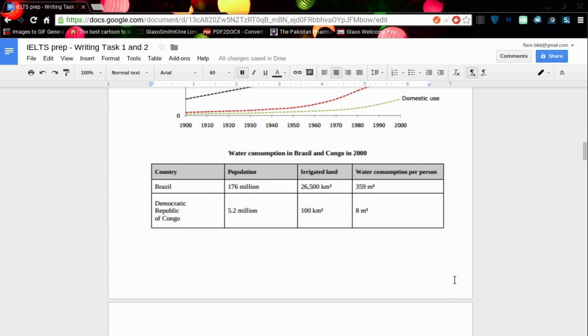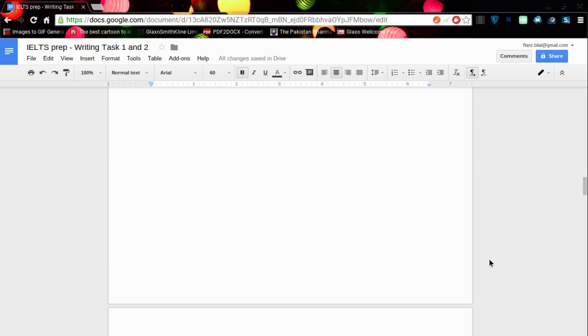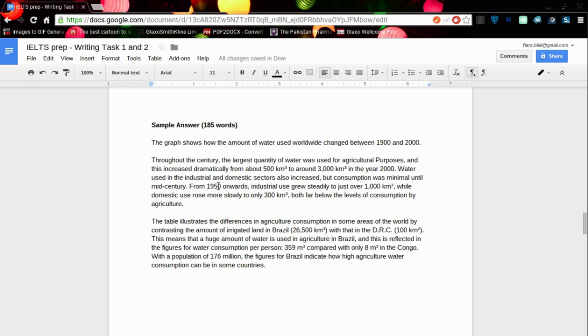So now we'll see the actual sample answer that has been produced, and it's not a set answer, it's just which is considered to be something that's fine. So let's see. The first line was that the graph shows how the amount of water used worldwide changed between 1900 to 2000. Fair enough. We did the same thing. Throughout the century, the largest quantity of water was used for agriculture purposes, and this increased dramatically from about 500 kilometer to 3000 kilometer cube in the year 2000.